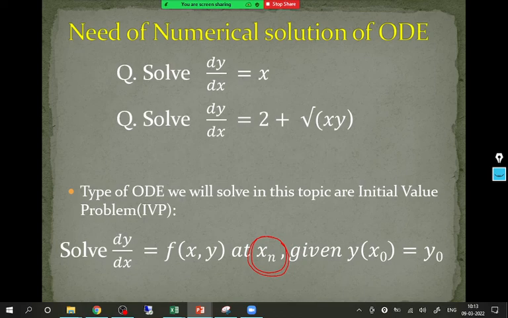Only Picard's provides a general solution, and then if we want the value of y equal to f(x) at x equal to xn, we replace x by xn, and we get f of xn as a final answer there. We'll discuss these things in detail with each method there. Okay, so come to our first method here.